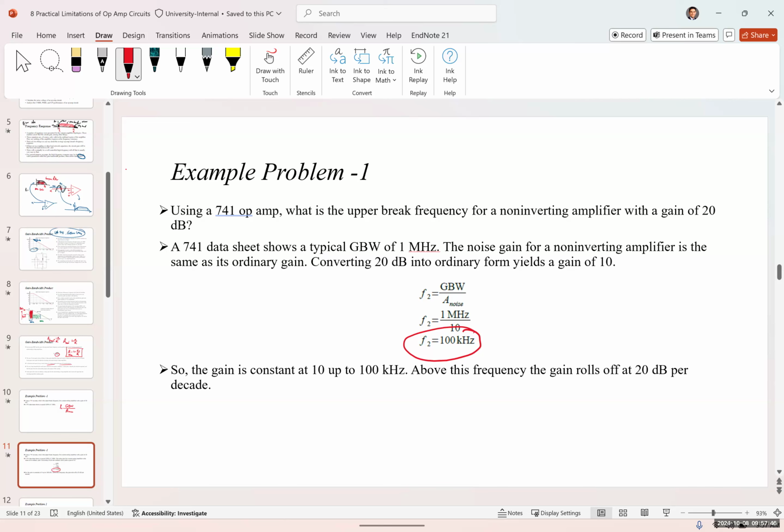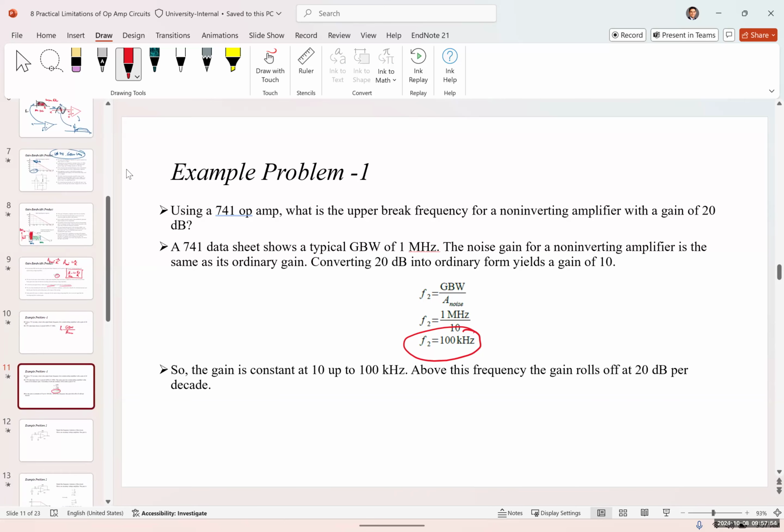Do you remember dB? 20 log of the gain. I think you had some practice problems on converting dB in the first homework. So what happens here is the gain is actually constant and then it suddenly drops after the cutoff. And what's this formula? 20 log of the gain.